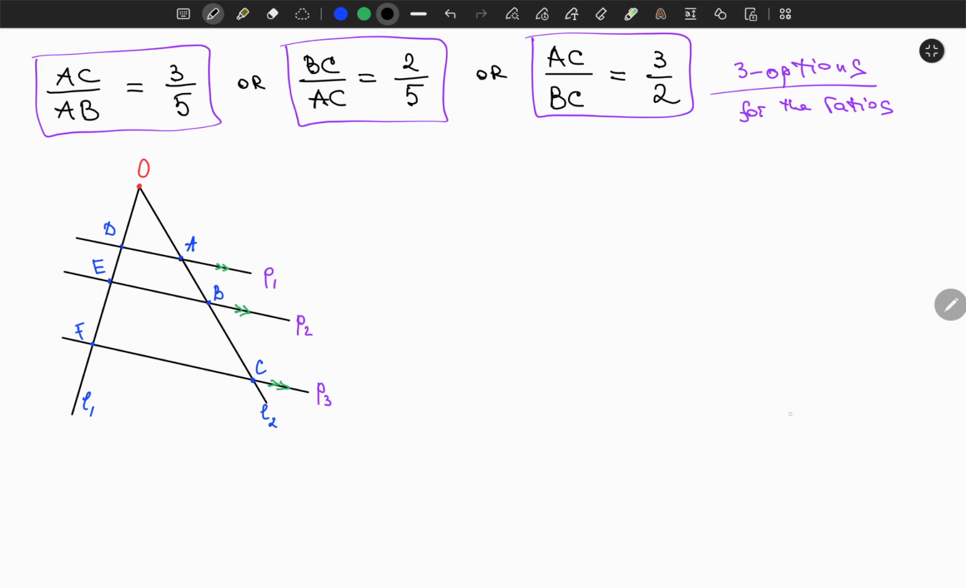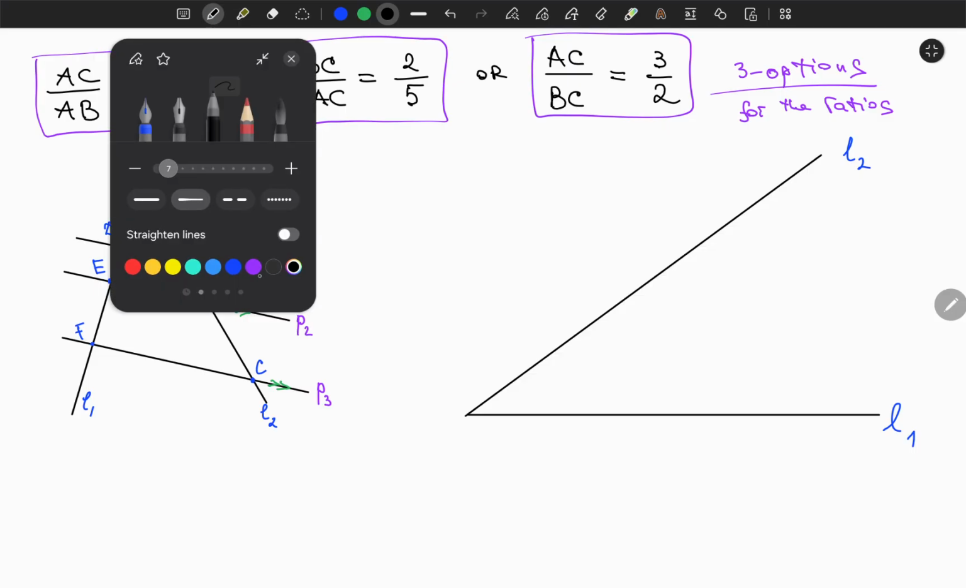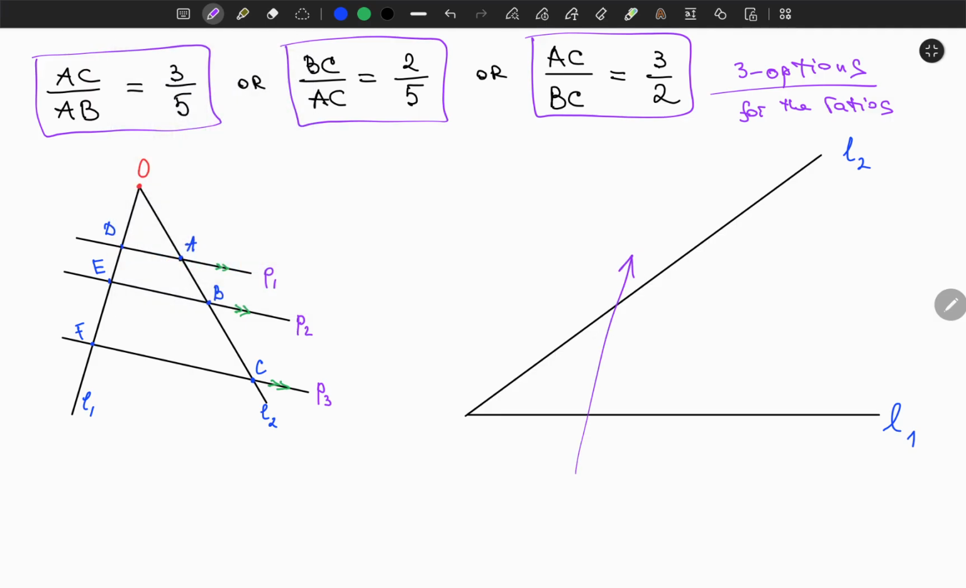Now I'm going to do a little bit of rotation. Let's suppose this is my line 1, and I'm going to draw my line 2 from this point. All right, line 2. Of course, you can draw it at any angle you want. Now, an important fact: parallel lines you can draw either way.